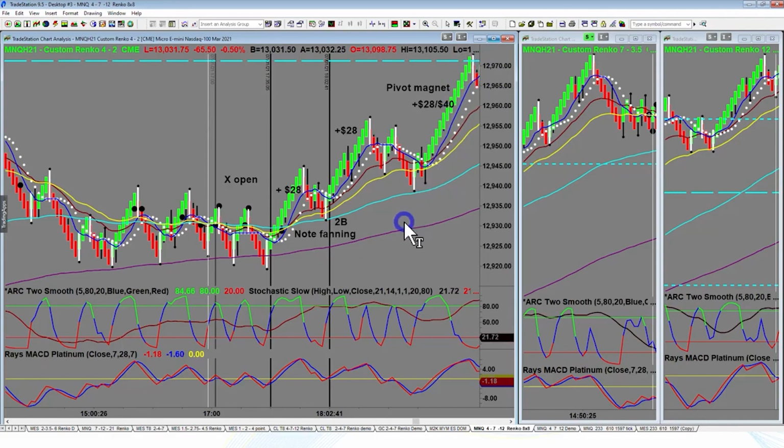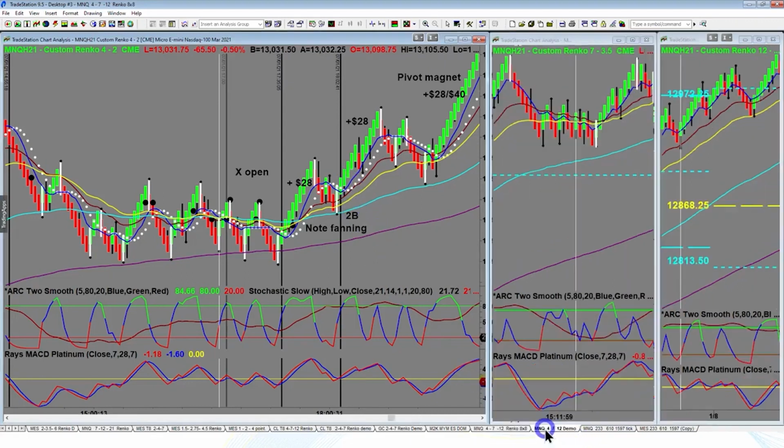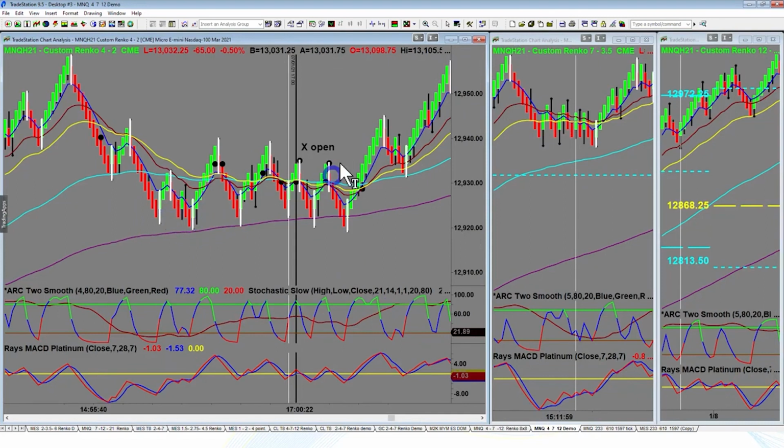So why don't we start from here, and I'll just tell you exactly what we're looking for. We're looking for what we call a fanning of the EMAs. Now I'm using different moving averages here. I've got a slightly different formula on this chart compared to that one, but they're very, very similar.